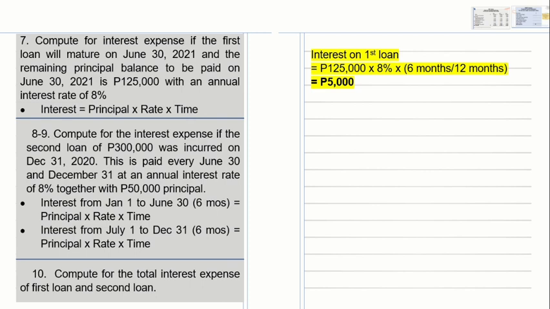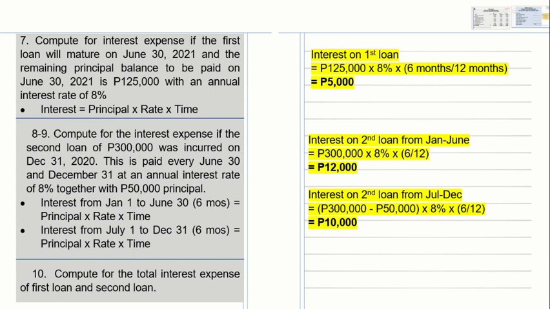Then, next is to compute another interest expense for our second loan. Incurred siya on December 31. Then, to be paid every June 30 and December 31. So, twice ka mo bayad every year. So, on June 30 and December 31. So, ang interest rate is 8%. Then, for every payment is 50,000 ang atong mabayaran. So, interest from January 1 to June 30. So, 6 months na siya. Then, we'll pay po tawag interest from July 1 to December 31.